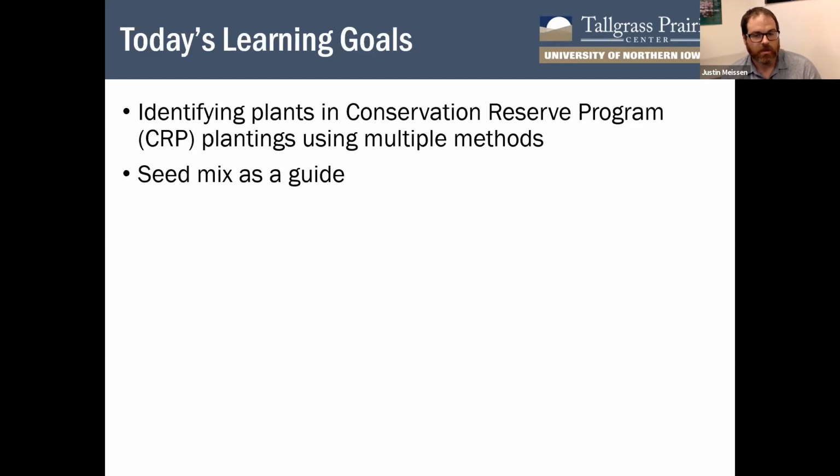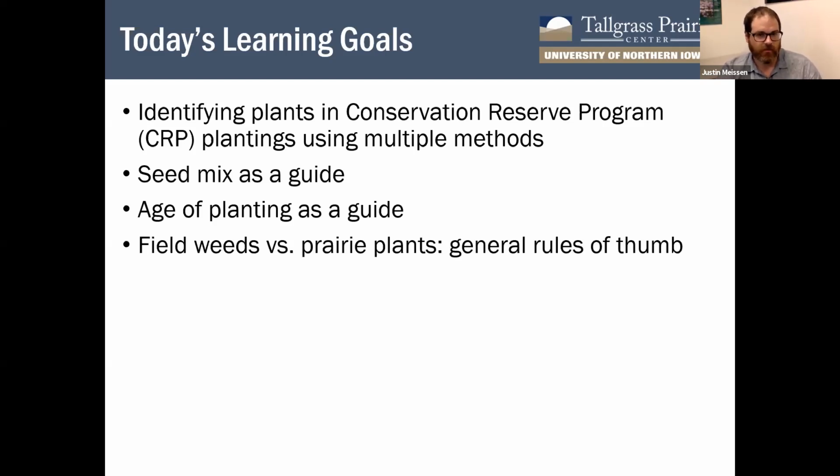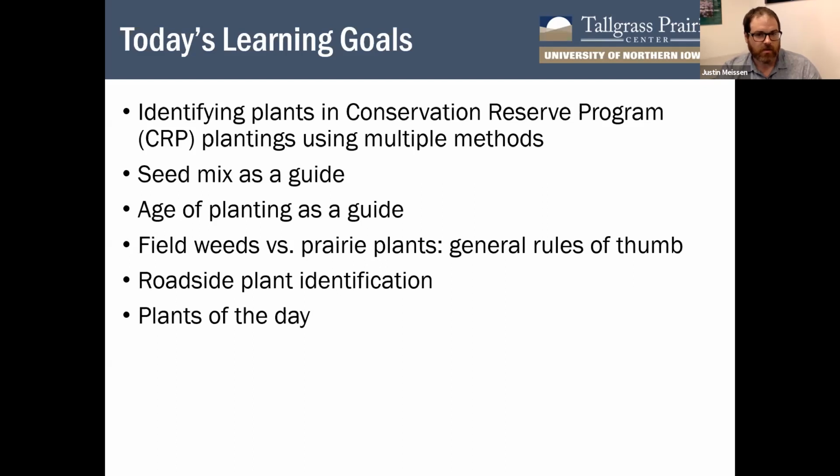So we'll be looking at a lot of landscapes and getting experience picking out different flowers in the sea of vegetation. We'll also talk about how to use seed mixes or the age of plantings to help us ID plants. And we'll also cover some easy tips that can help us identify weeds, or at least narrow down our possible plant list. And then I'll hand it over to Kristine Nemec, who will talk about roadside plant identification.